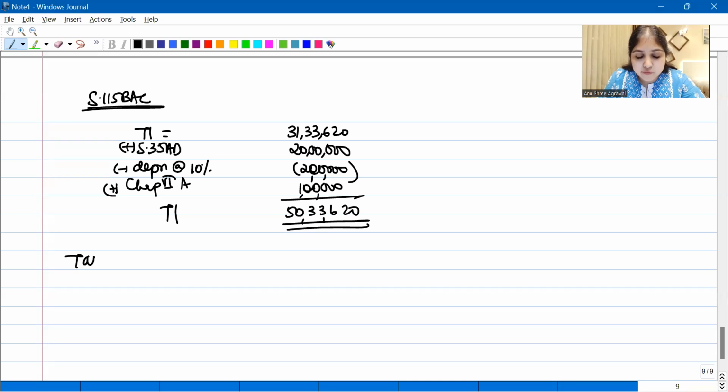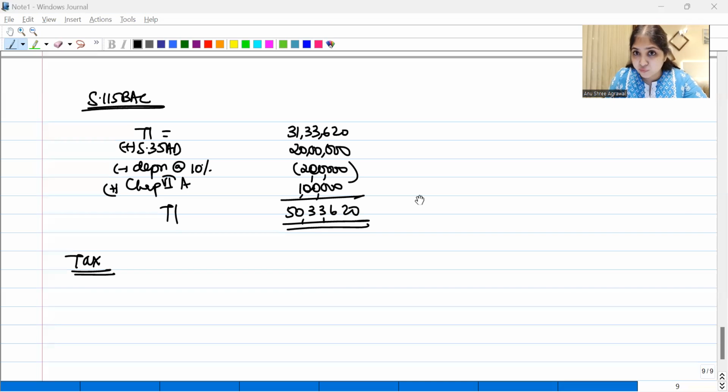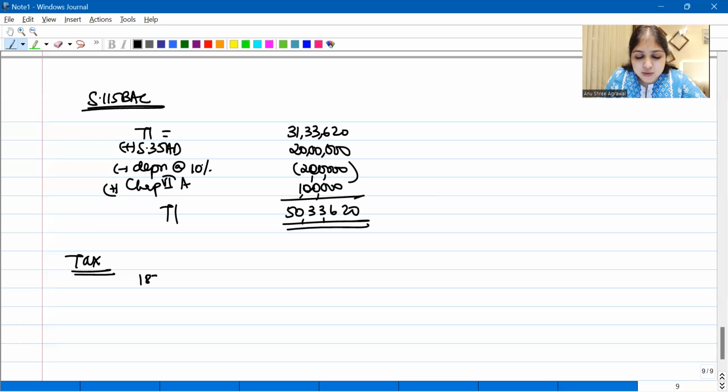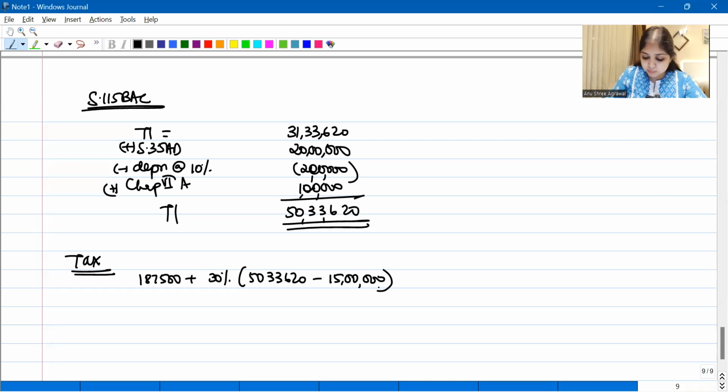Now on this, I have to calculate tax. It's more than how much? More than 15 lakhs. On income up to 15 lakhs under 115BAC, you anyways have to pay how much tax? You anyways have to pay 1,87,500 up to 15 lakhs, guys. So 1,87,500 plus 30% of whatever income you have earned in excess of 15 lakhs. Now tell me, how much is this number? This is going to be 12,47,586. This is only basic tax.